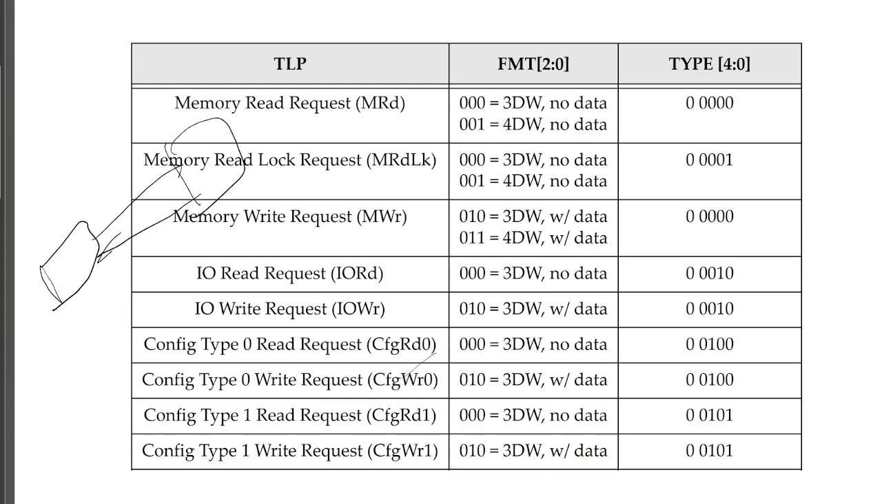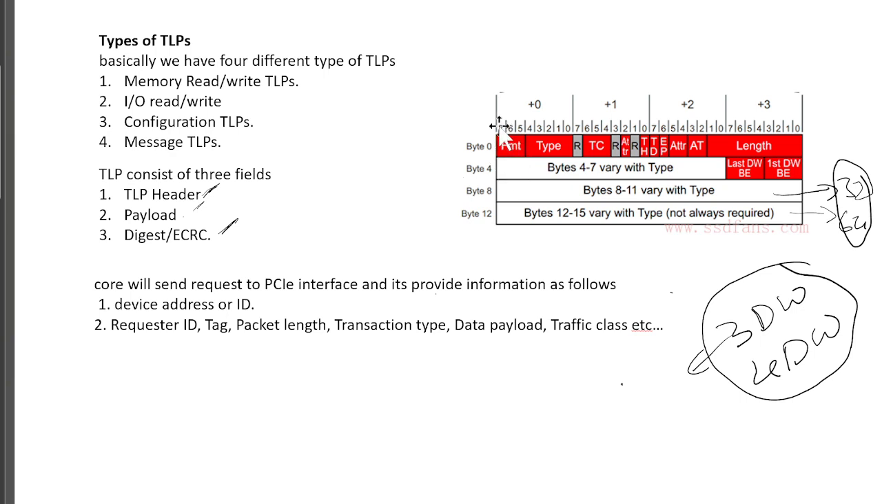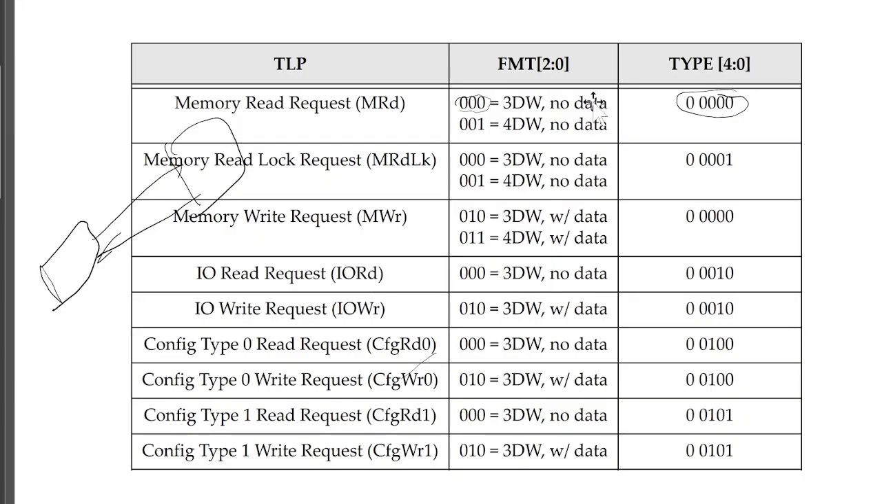For a memory request, whether you are using three double words, you have to use 000, and the type will be five zeros. These values you should put in the header field. Here the format is 3 bits and the type is 5 bits, so overall 8 bits. This 8 bits will be filled with 000, 00000. If you are using four double words, meaning 64-bit addressing, you use 001, like that.